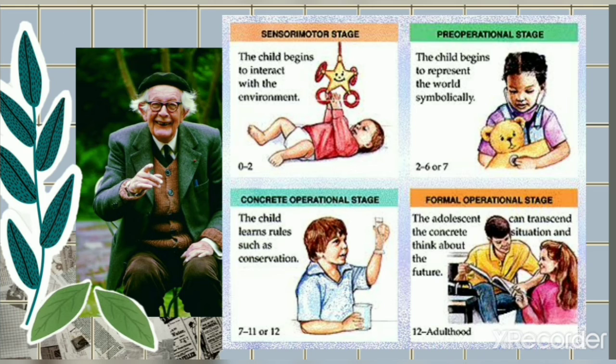The next stage is the formal operational stage. The adolescent can transcend concrete situations and think about the future. The final stage of Piaget's theory involves an increase in logic, the ability to use deductive reasoning, and an understanding of abstract ideas.